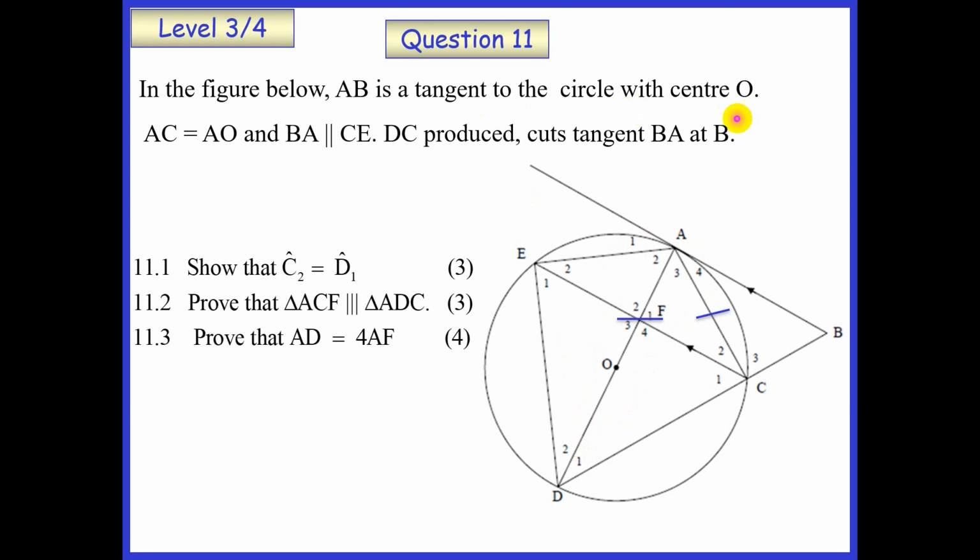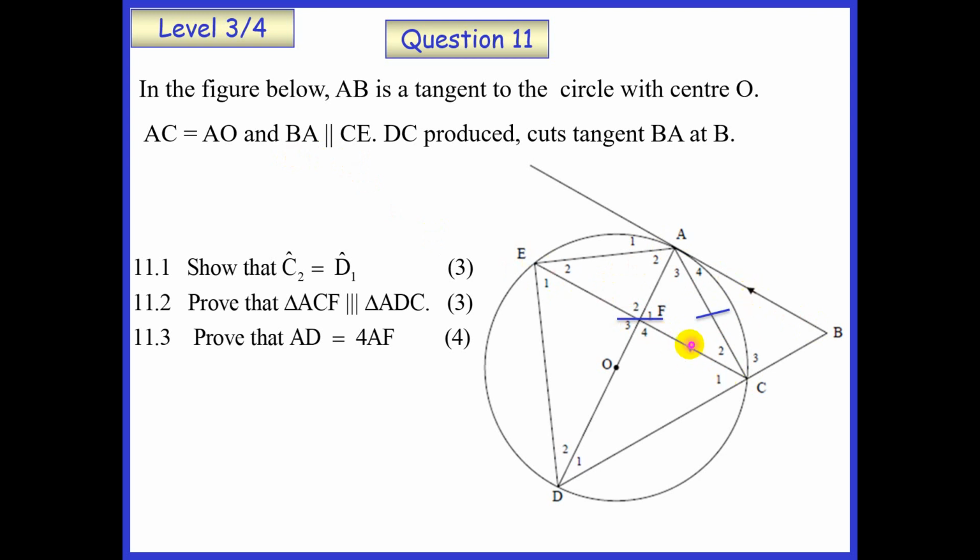And it goes on to tell us circle center O. Remember, if we have a circle center O, it makes AO equal to OD, radii. So I'm just pointing out some things as we move along. AC is equal to AO, I guess that's given. But what's quite interesting is that AO is actually a radius, which will mean that it's also equal to OD. Might help us later on. BA is parallel to CE.